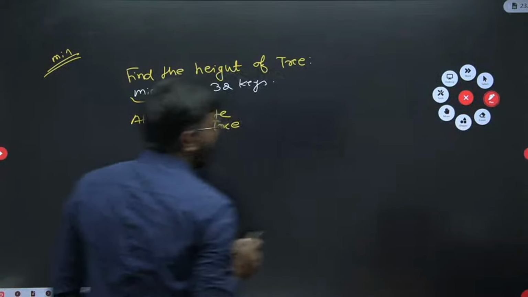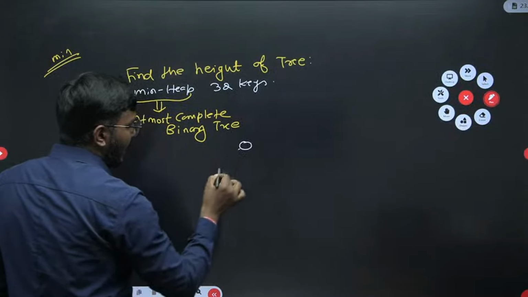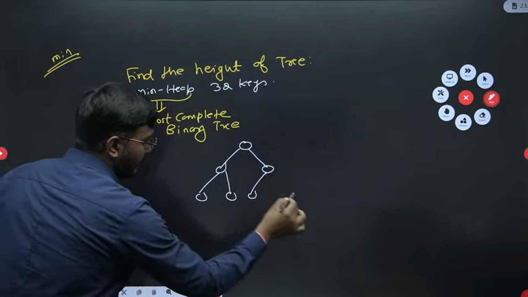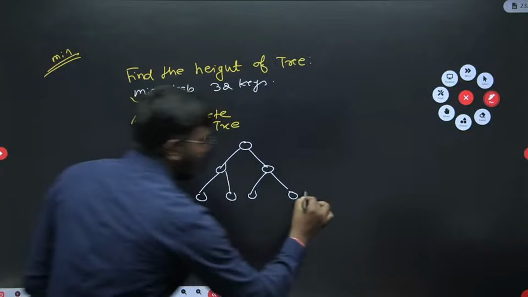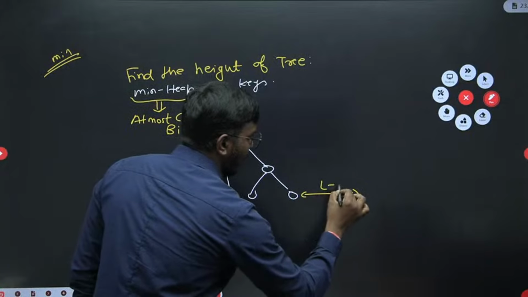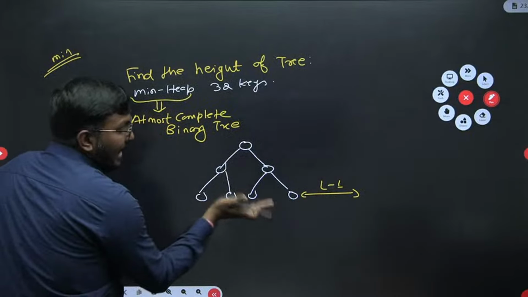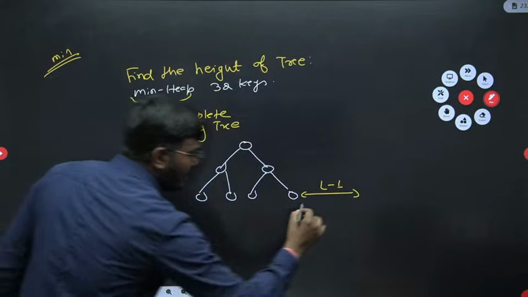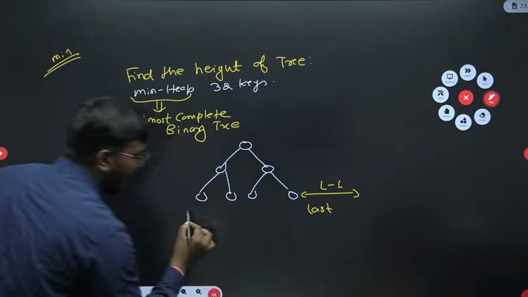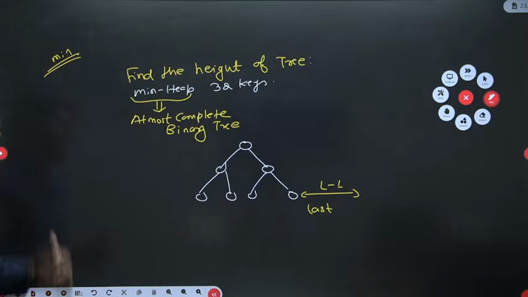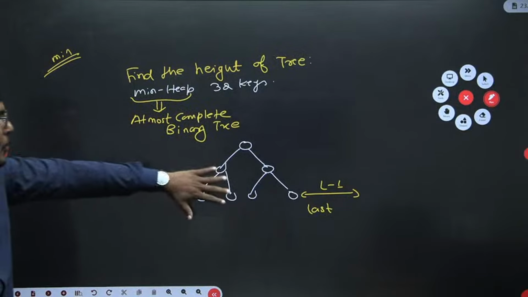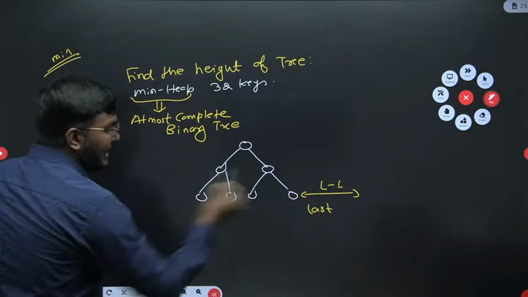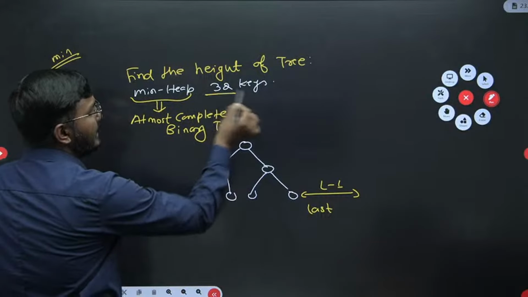It means whatever tree we have will be filled till the second last level. The second last level will be completely filled, and the last level will be filled from left to right. Getting my point? This is the structure followed by the heap. Fine. So I can see how many levels are required for these 32 keys.